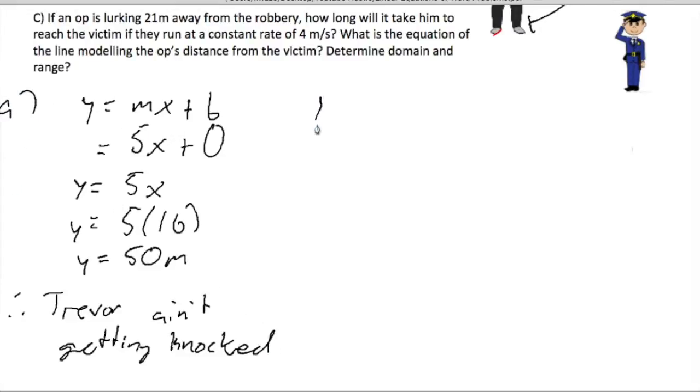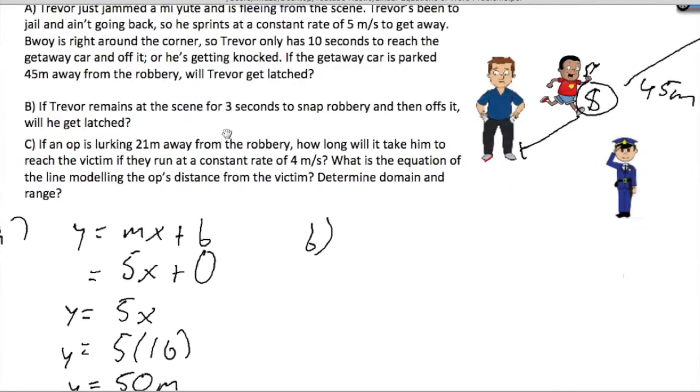So now for part B. Trevor, never do this. I don't know why mans do this. Trevor clearly wanted Raiden. So now he wants to snap the robbery, waste 3 seconds to get off it. So he might get latched. He's wasting time. So now he has 3 less seconds. So instead of 10 seconds, he has 7 seconds.